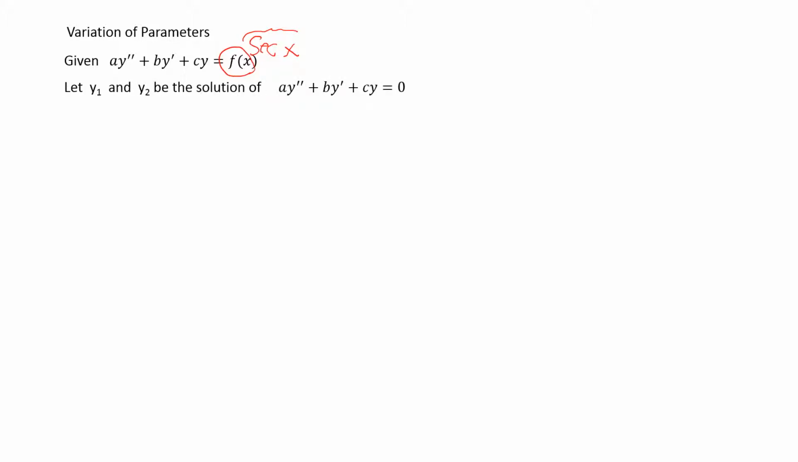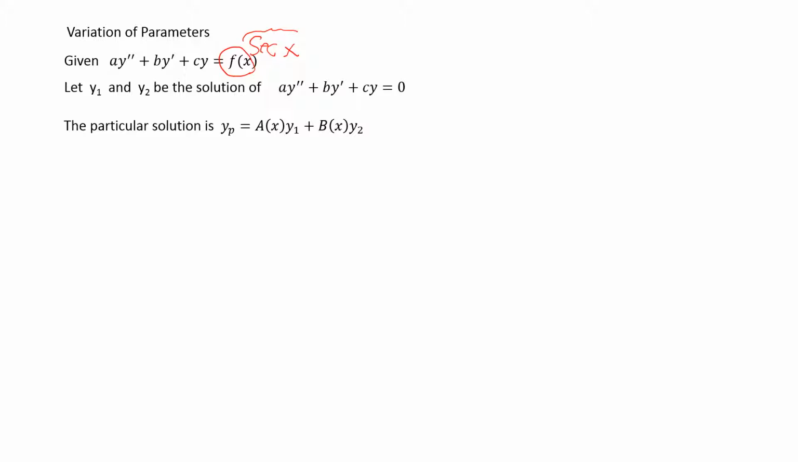Now, if we let y1 and y2 be the solutions of ay double prime plus by prime plus cy is 0, that means these are parts of the complementary solution of the differential equation ay double prime plus by prime plus cy is f of x. Then the particular solution, based on the variation of parameters, will be yp is a(x)y1 plus b(x)y2.